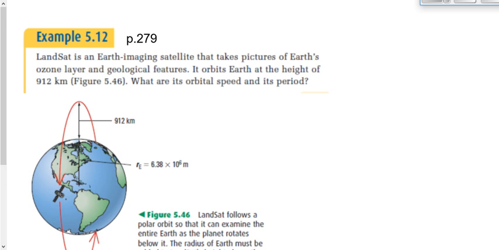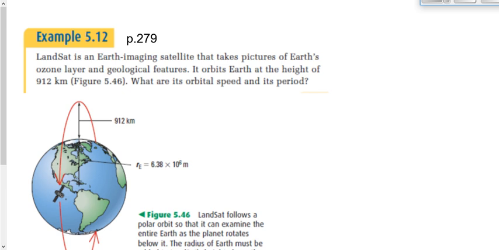Okay, here's another one. Page 279, it says, Landsat is an Earth imaging satellite that takes pictures of Earth's ozone layer and its geological features. It orbits the Earth at a height of 912 kilometers. What are the orbital speed and the period? In other words, the time that it takes to go around the Earth one time. The time for one complete revolution or one complete cycle.